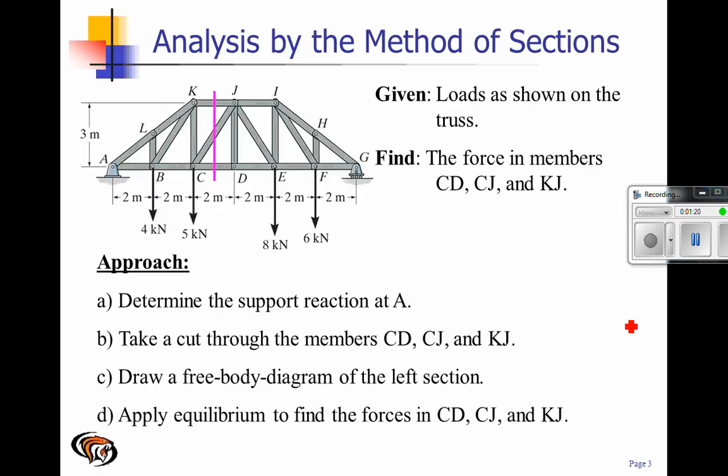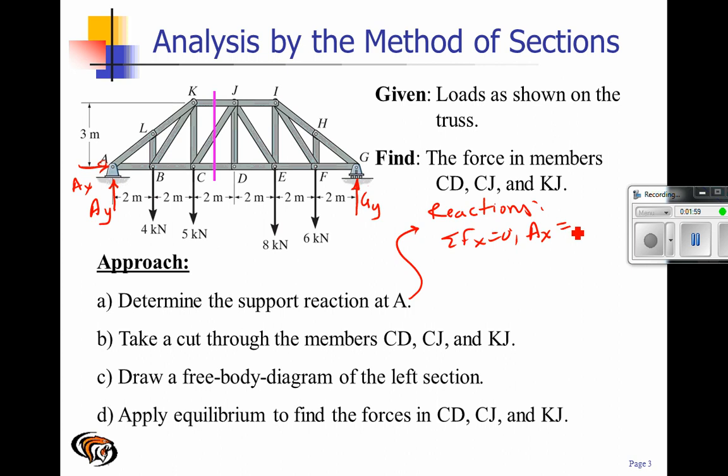So let us first find the reactions at A. So we have AY and AX. We also have GY for that roller. I'm only needing the reactions at A, so I'm going to go ahead and apply equilibrium. Sum of the forces along X equals 0. Notice we don't have any other forces acting along X except AX, so that's equal to 0.